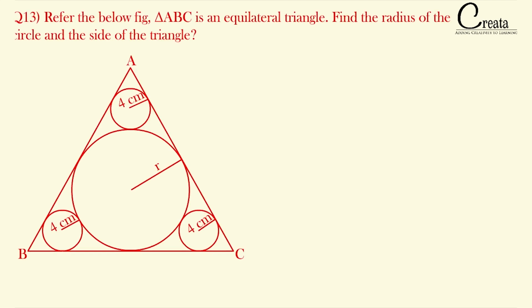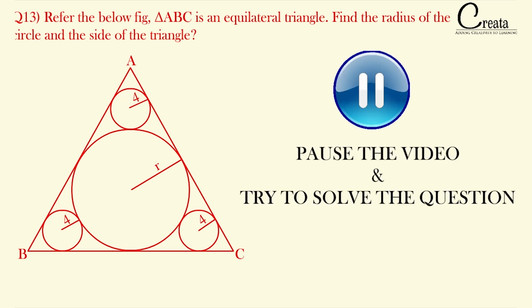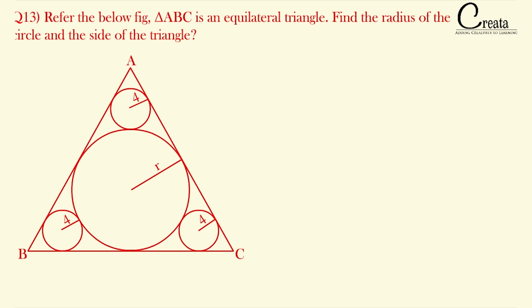Let's move to the next question. Refer to the below figure. The triangle ABC is an equilateral triangle. Find the radius of the circle and the side of the triangle. Our first step, we will observe the question. In this question, a triangle ABC as an equilateral triangle is given. One big circle and 3 small circles are given. The radius of these small circles is given as 4 units. This big circle is the inner circle as it is touching the three sides of the triangle. We have to calculate the inradius, that is the radius of the inner circle.